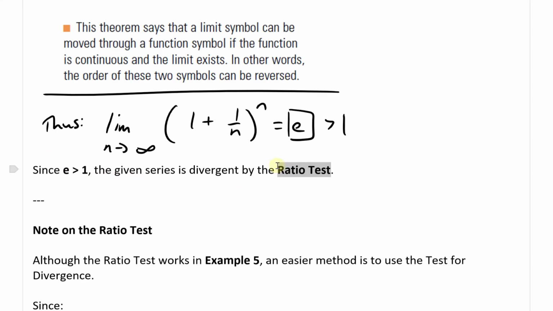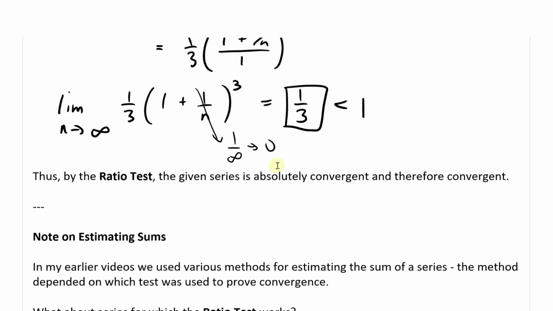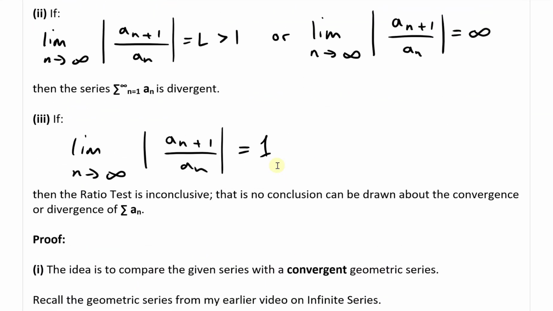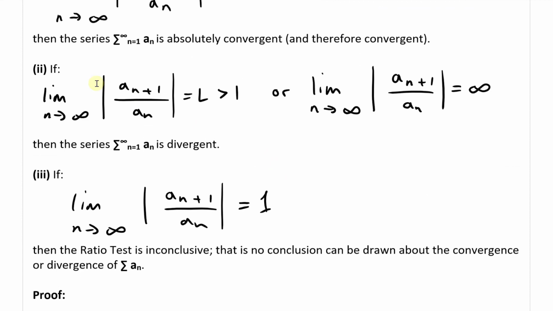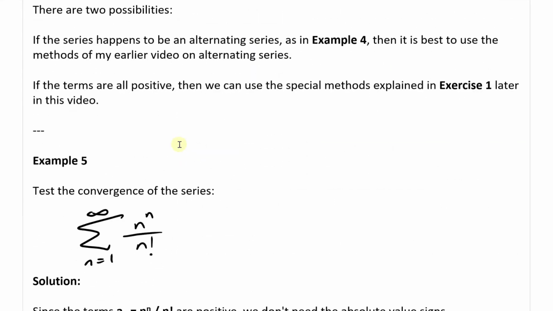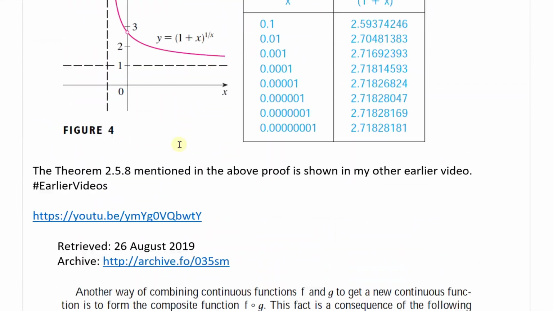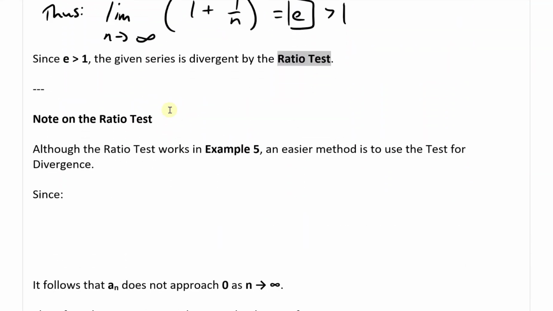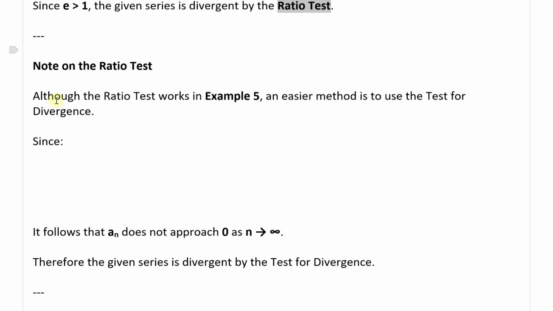Remember, this was part b: if the limit equals infinity or is greater than 1. Let's just scroll up here. So this is the second part: if the limit is equal to L, greater than 1, then the series is divergent. So it is divergent. That's fascinating stuff, and it equals the number e. I recommend checking out my earlier videos on those theorems and on showing that the limit equals e.